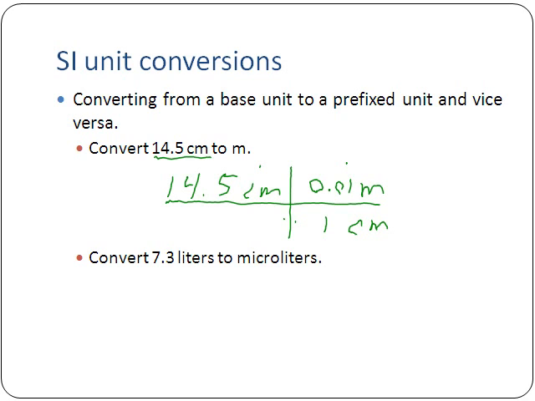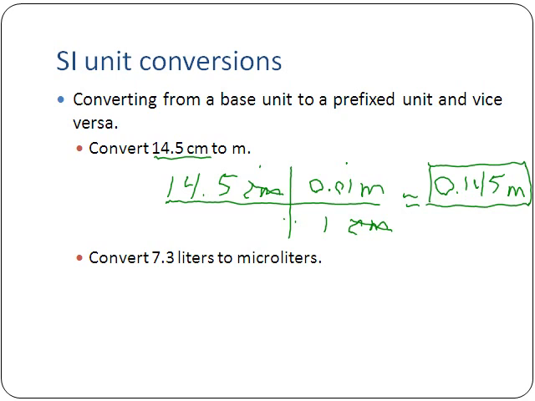Once we've got this, we can go ahead and do our math, because centimeters is going to cancel out, which leaves us only with meters. So we multiply across the top, 14.5 times 0.01 divided by 1. Whenever we do that, we get an answer of 0.145 meters. That's what we get for our answer.